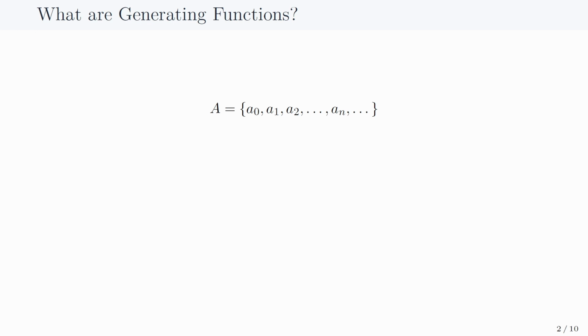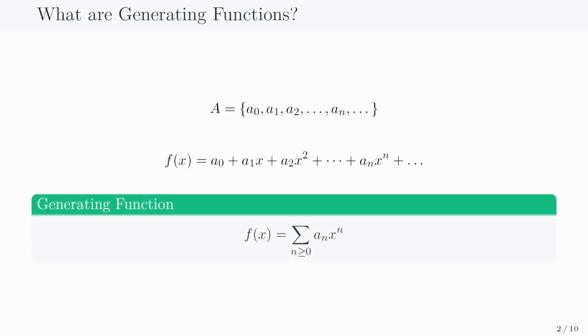Let's say we have a sequence of numbers a sub 0, a sub 1, and so on. We can make an infinite power series using the numbers from the sequence a_n's as the coefficients, and that's what we call a generating function. So what's the setup then?